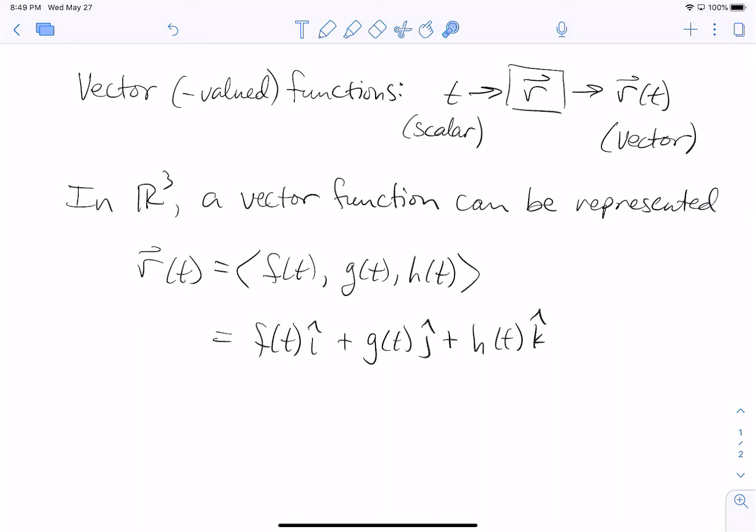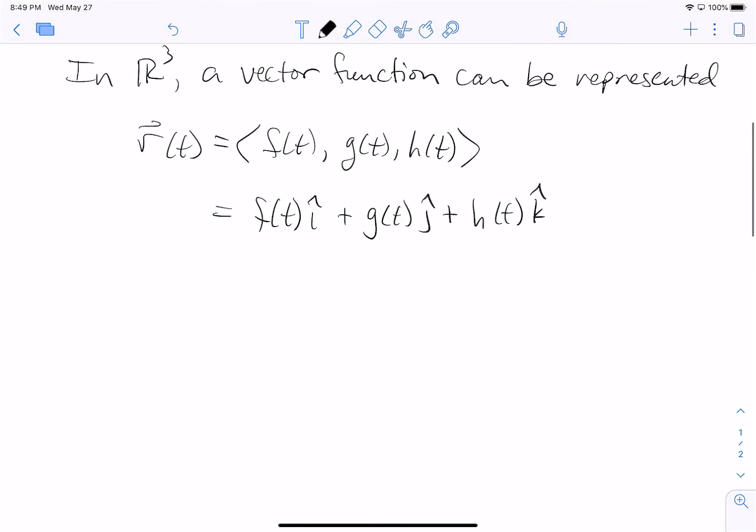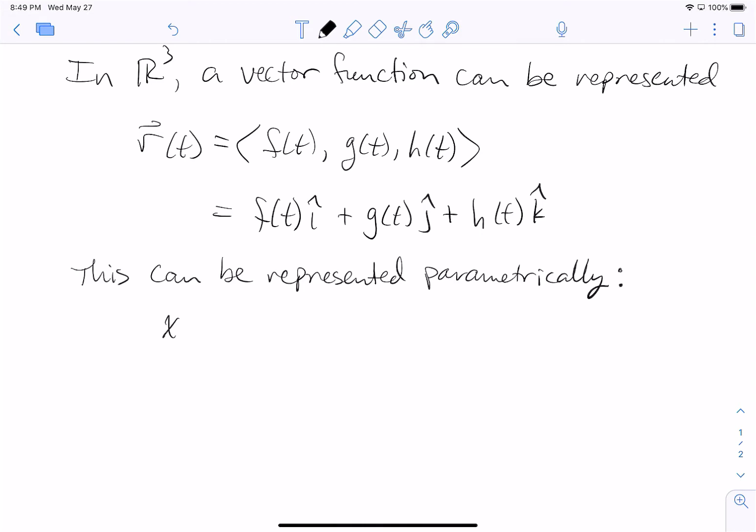You may recall that we already saw something like this when we looked at lines in space. And just with lines, the vector functions can be represented parametrically. We would say that x is equal to f of t, y is equal to g of t, z is equal to h of t.